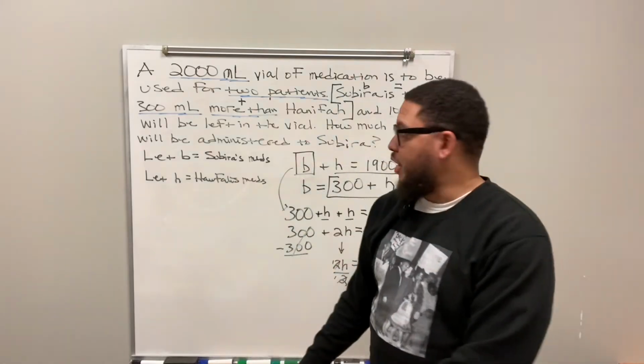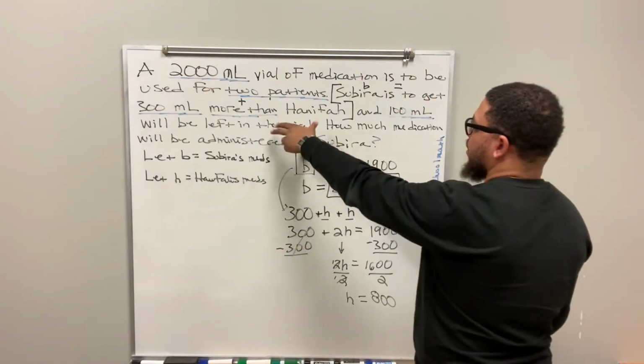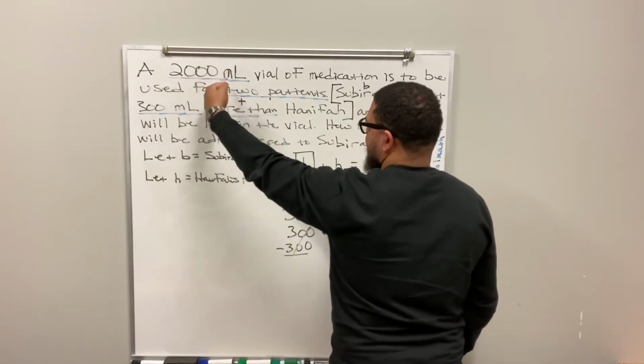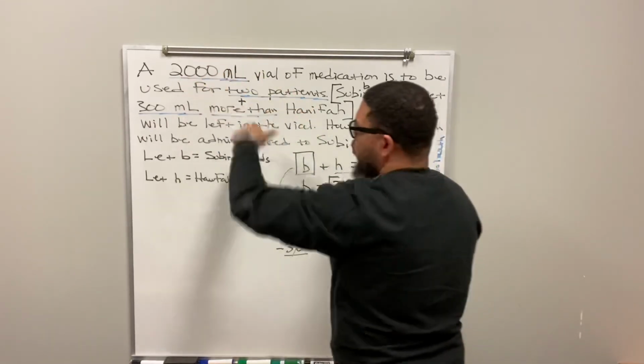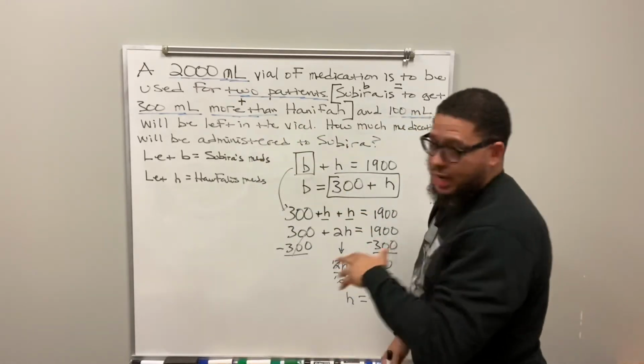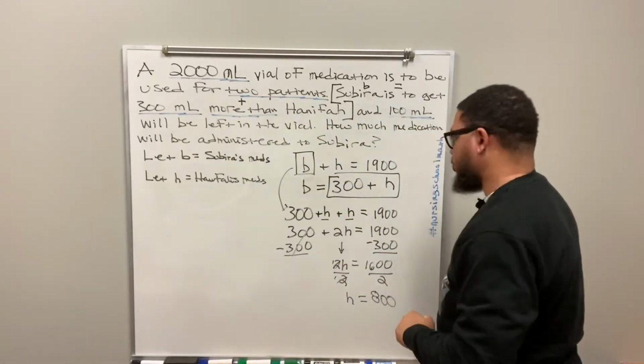I think it's 800. I think that Hanifa is going to be administered 800 milliliters out of that 1900 from the vial, right? Remember, the whole vial was 2000, but 100 milliliters is going to be left in the vial, all right? So out of that 1900, Hanifa's getting 800 of it, right?